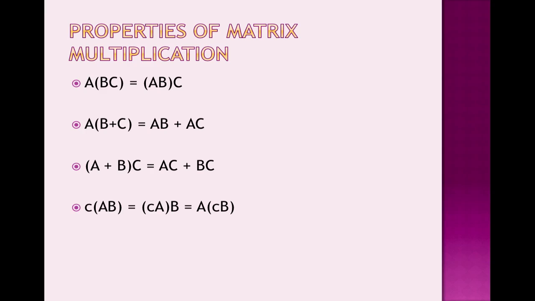Next, we have a scalar C, and we are going to multiply that by the product of matrices A and B.